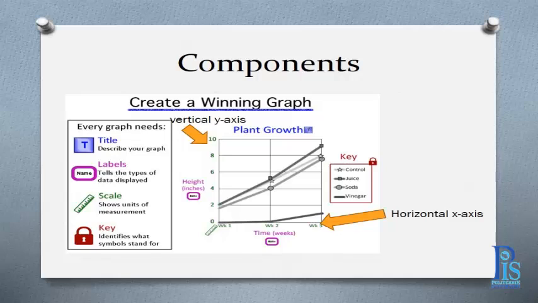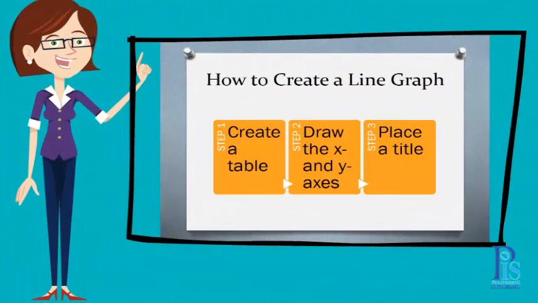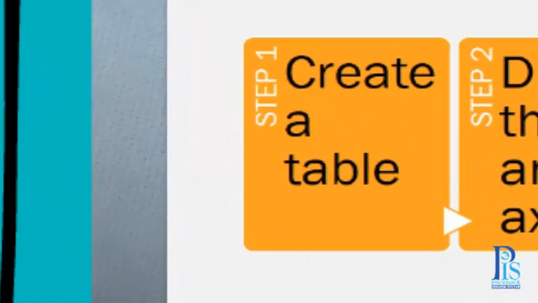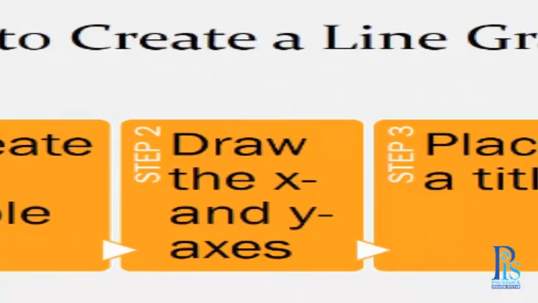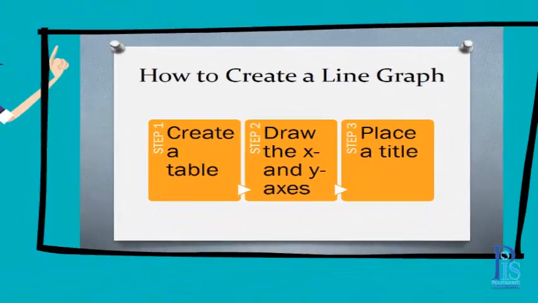Now that we're familiar with the parts of a line graph, let's continue to look at how we can create a line graph. In order to create a line graph, you need to first create a table. Draw the x and y axis on the page. On the top of the page, place a title that briefly describes the purpose of the chart.